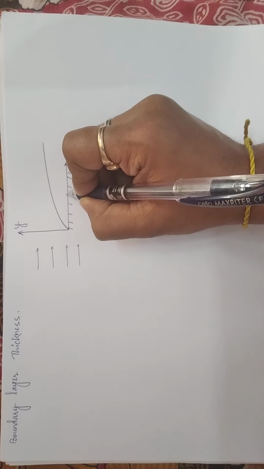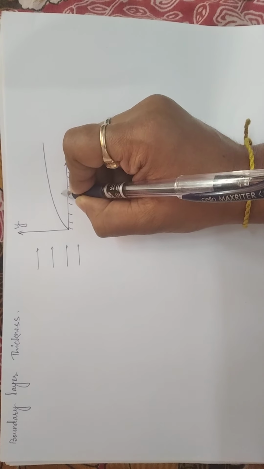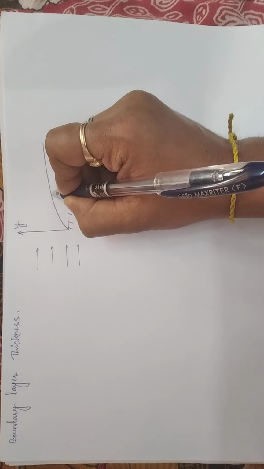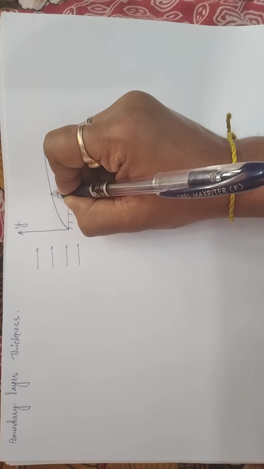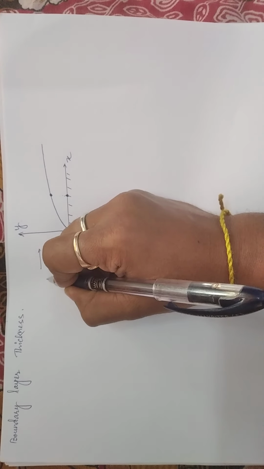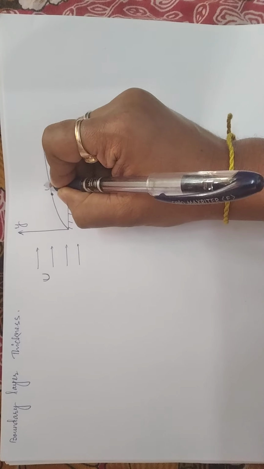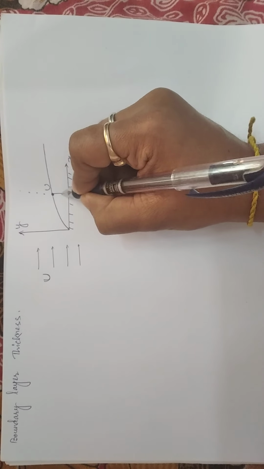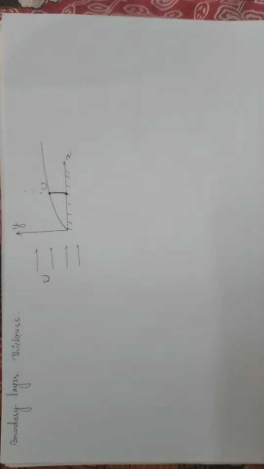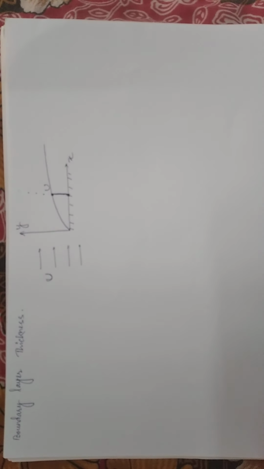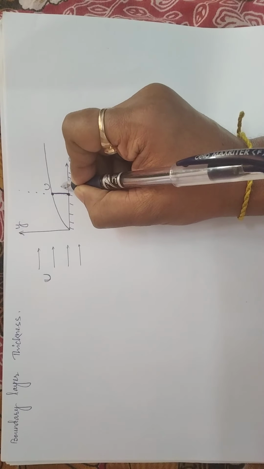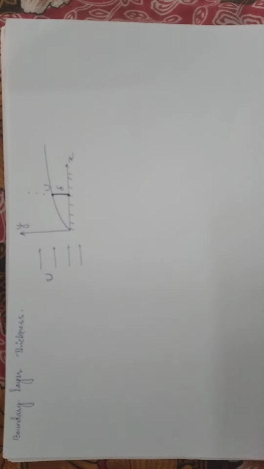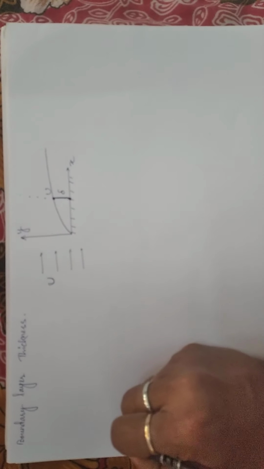Then as we proceed along the vertical direction, its velocity is gradually increasing, and then we reach a point where we attain the maximum velocity, and that is equivalent to the free stream velocity. Okay, and beyond that the velocity remains the same, that is U. So this particular region is our boundary layer, and that is called the thickness of the boundary layer, and it is generally denoted by delta. Okay, so after that boundary layer thickness, now we see about displacement thickness.